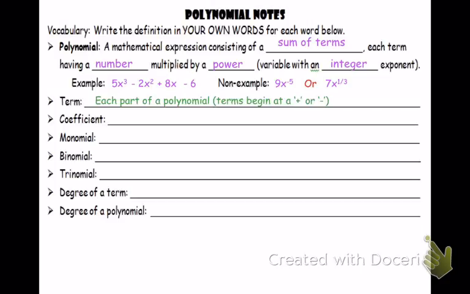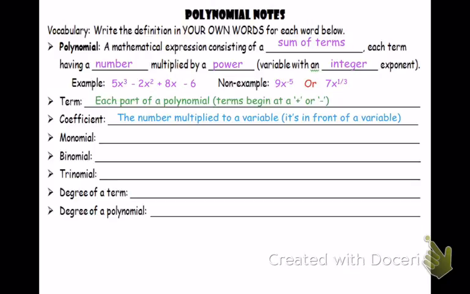The coefficient is the big number that is part of the term. So how many of the x's do I have? Like if it's 7x cubed, the number multiplied to the variable, the big number in front of the letter, that's the coefficient.